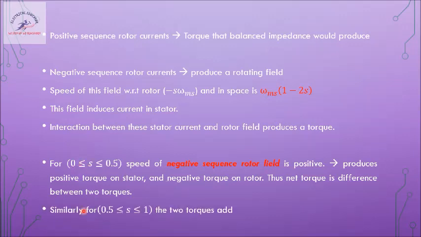Now similarly, if the slip value is between 0.5 and 1, these two torques will add up, because in both cases we get negative torques. So for slip value less than 0.5, I can say we get a positive torque, and for slip value greater than 0.5, we get a negative torque.